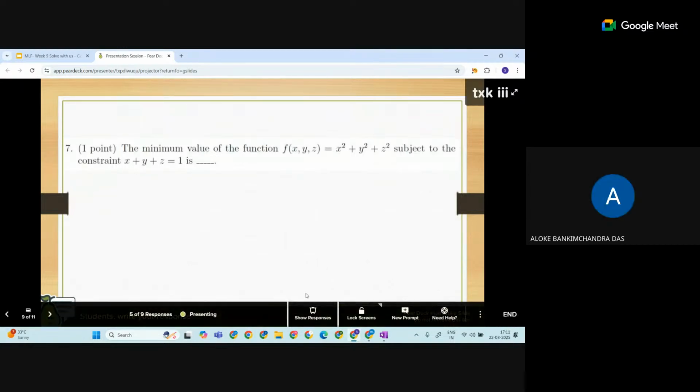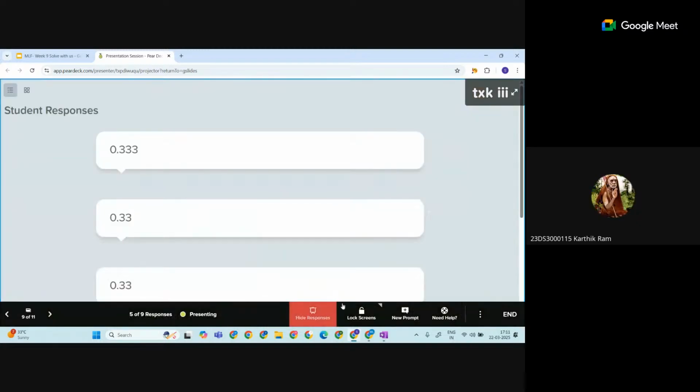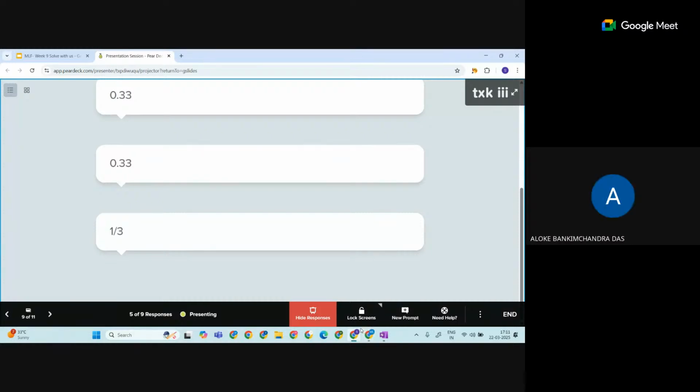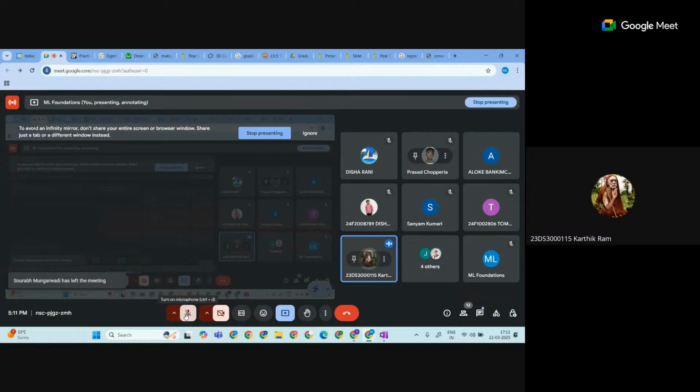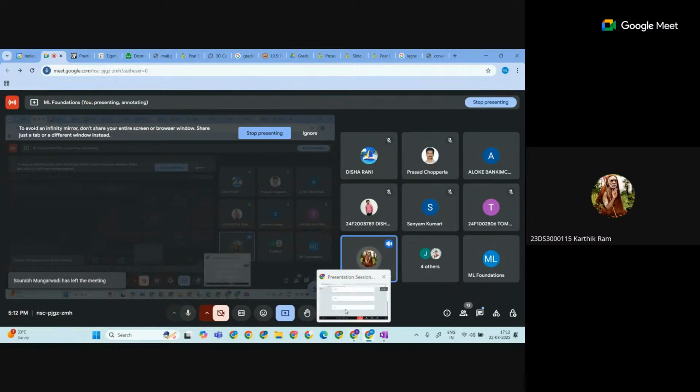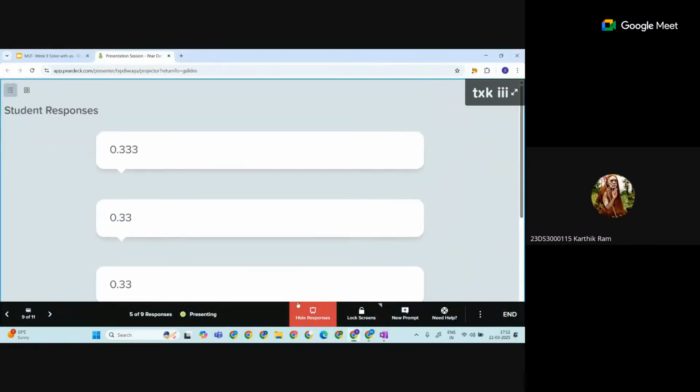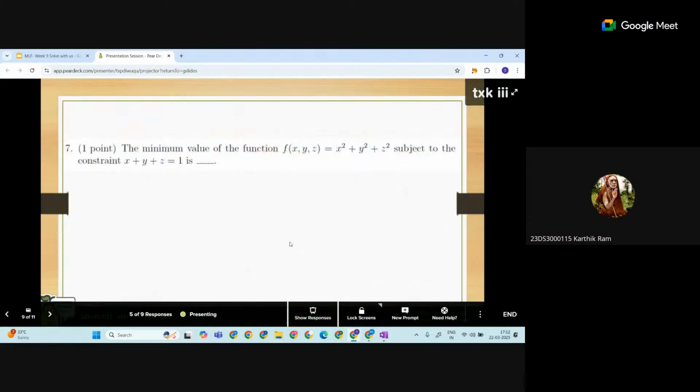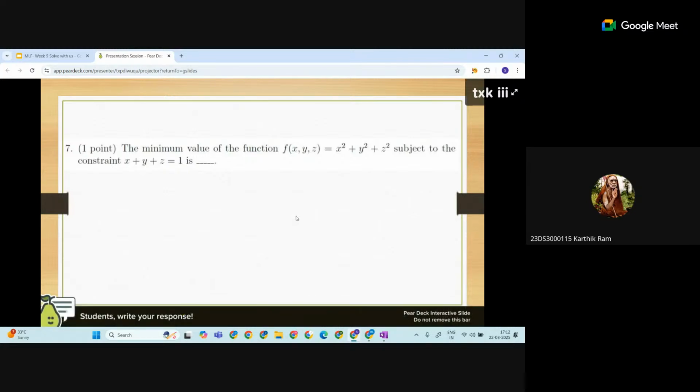Sir, what is the answer for this one? Is it 1/3? Yeah, 1/3. Now, can we not imagine this like a cake, cutting it into 3 halves? Sorry, cutting it into 1 half. Can we not imagine like a cake, a circular cake which has been cut by x plus y plus z?